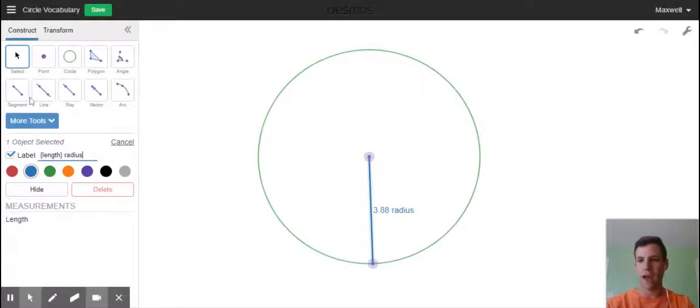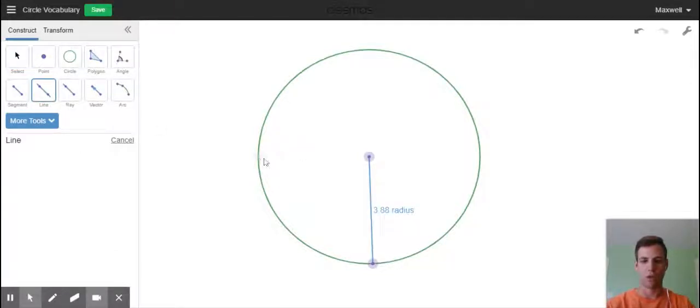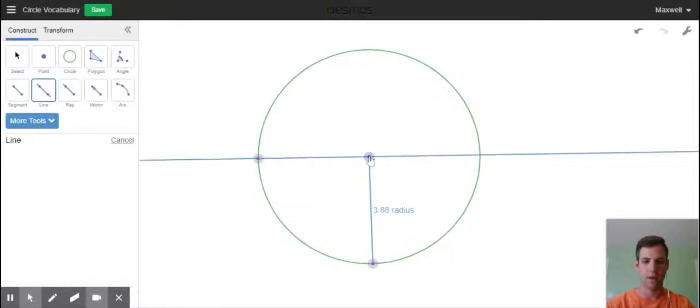And if we know that is the radius, we can also draw in a diameter. And we can use this software to draw a diameter right there. And we can add some points so we can keep just the diameter portion of this, because obviously this is a line going all the way through the circle.